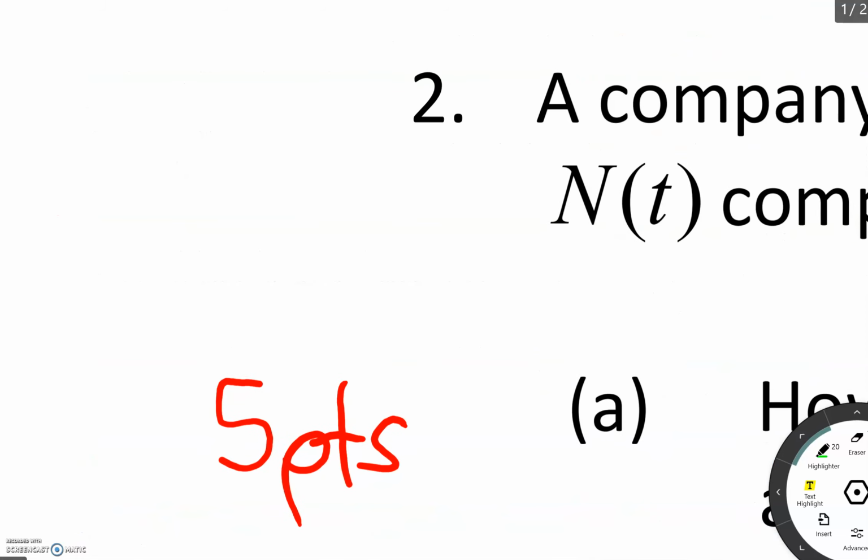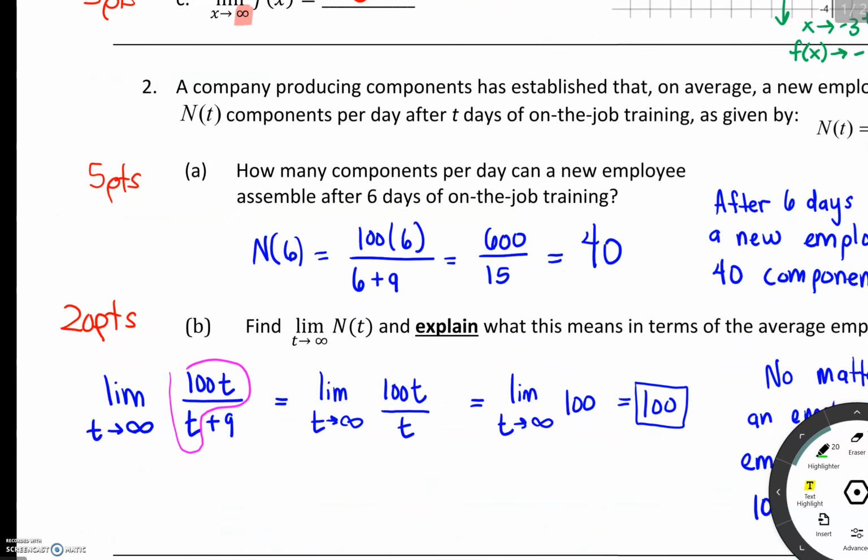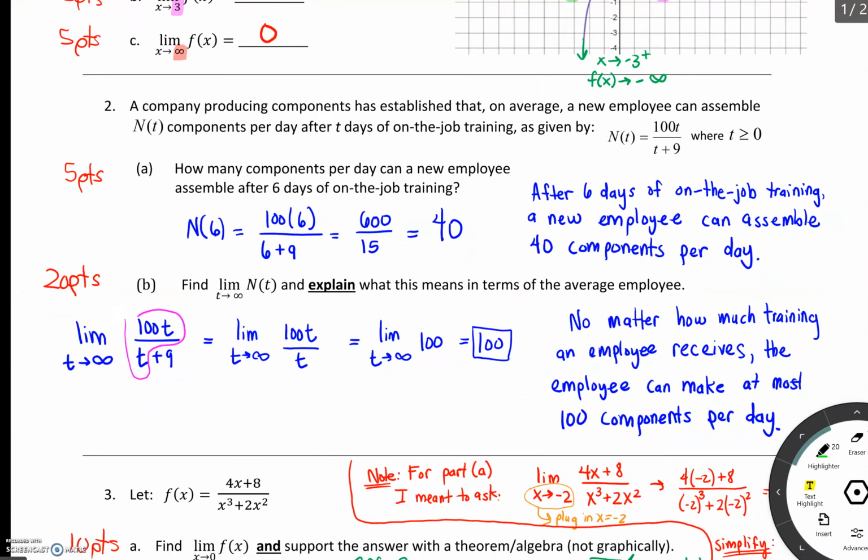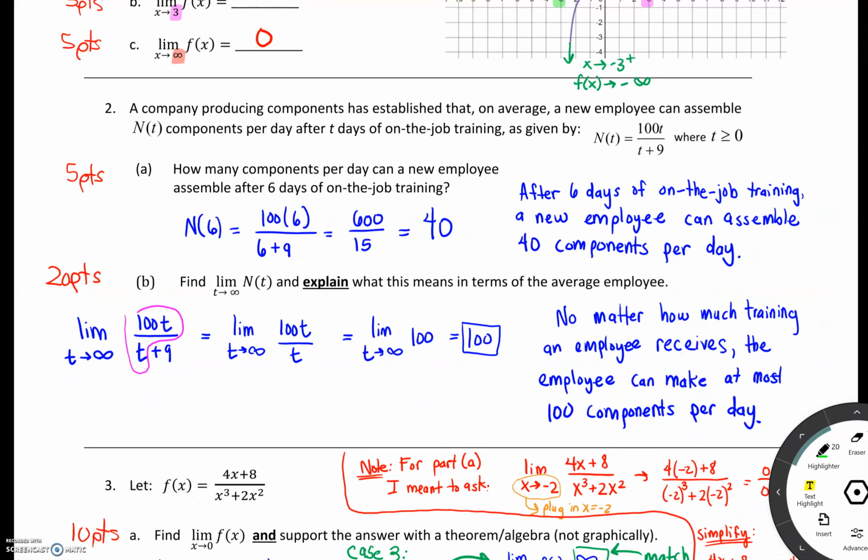But then on number 2, this one was weighted 25 points total. This is an applied calculus class. Lots of your points will come from application problems where you're asked to do a calculation and then you're asked to interpret or explain what that calculation means in the context of the problem. So part A was only 5 points because it's just a plug and check. It's asking you to calculate the number of components after 6 days. You just plug it into your function, you're done.